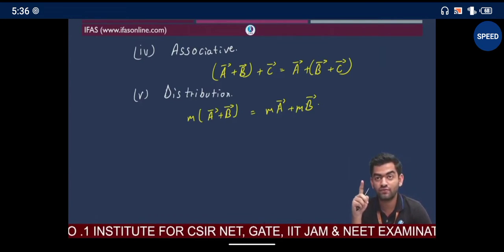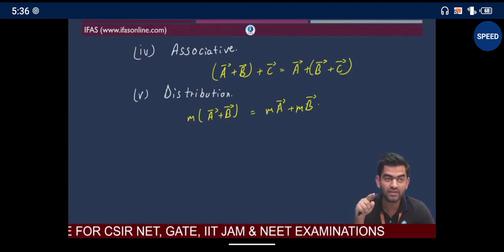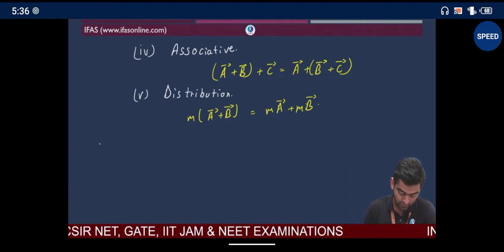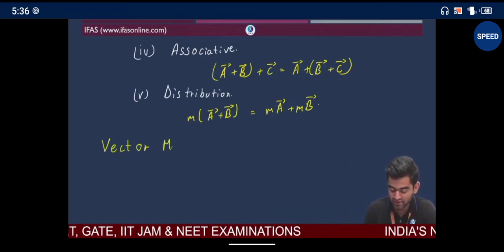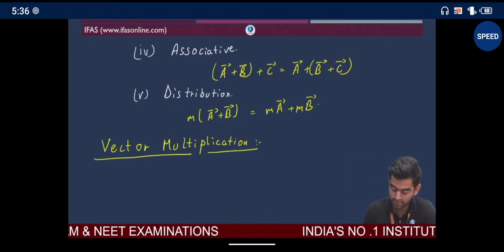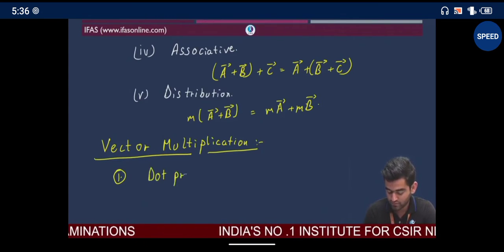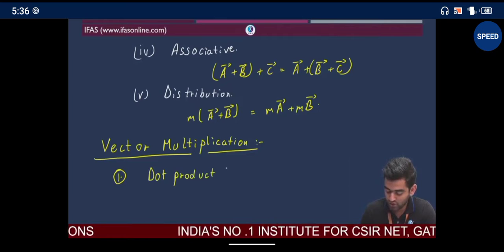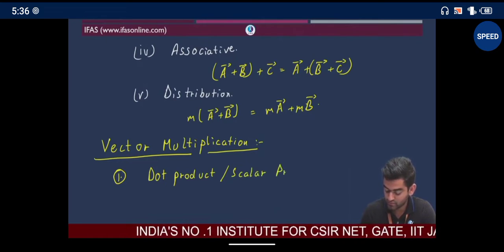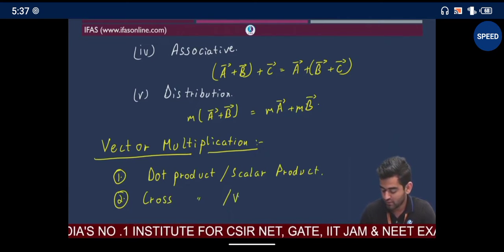So the first one was scalar multiplication, the second one was vector addition, and now we are going to talk about a very prominent scenario, which is vector multiplication. Vector multiplication is a very important part of your course. The first kind of vector multiplication is the scalar multiplication, or you can call it the dot product, or scalar product. The next one is the cross product, or vector product.